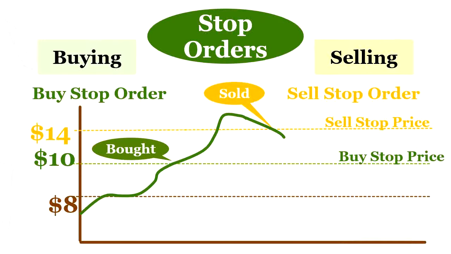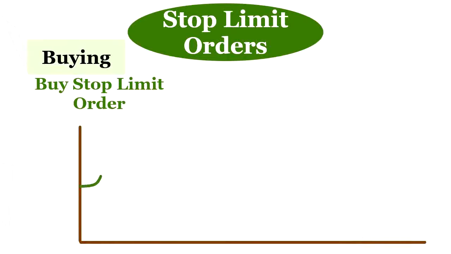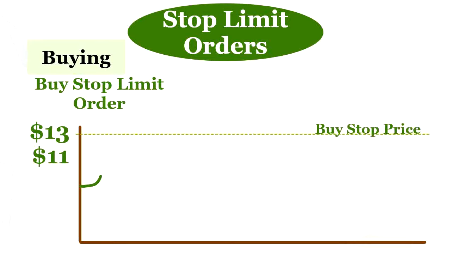you will lock in your profits at $14. And the last order type is a stop limit order. As you can tell from the name, it's a combination of the stop order and a limit order. With a buy stop limit order, we're waiting for the price to trend up before we purchase the stock, but we only want to purchase the stock if the price falls below a certain price. For example, if we want to wait for a stock to trend up to $13 before we look to buy it, but we only want to buy it for $11 or less, we'll set our stop price at $13 and our limit price at $11.